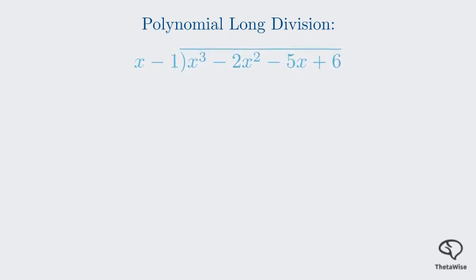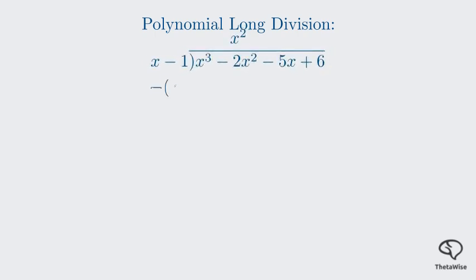What do we need to multiply x by to get x cubed? The answer is x squared. We write x squared on top. Now we multiply this x squared by the entire divisor, x minus 1. This gives us x cubed minus x squared, which we write below. The next step is crucial. We subtract this result from the part of the polynomial above it. Remember to distribute the negative sign to both terms. x cubed minus x cubed is 0.